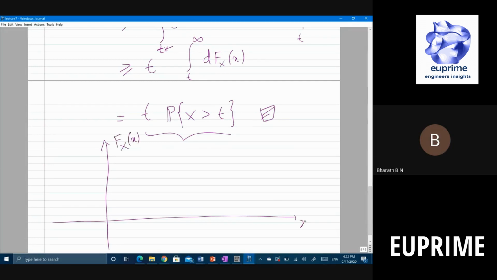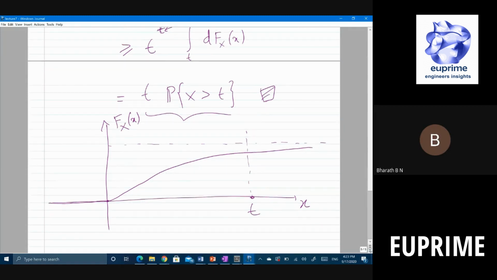F_X(x). So how does the CDF look? If X is a positive random variable, till 0 it is 0, because the probability of X less than or equal to 0 is 0. And then it starts increasing and goes towards 1. Maybe this is 1. Now I'm asking what is the probability that X is greater than t. That's what I'm looking at.